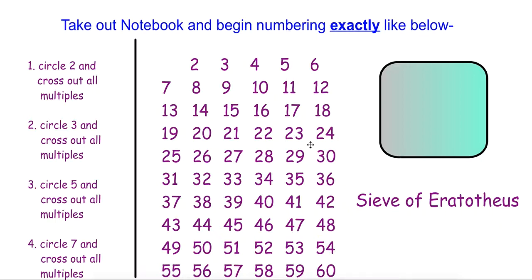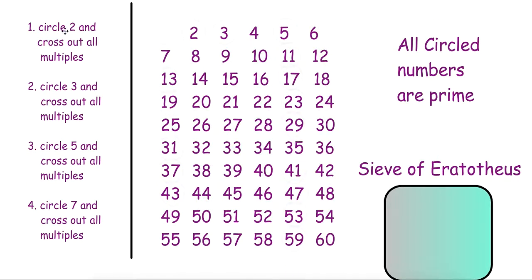All right, welcome back. What you've just created is the sieve of Eratosthenes. He was a Greek mathematician who figured out a pattern in numbers. So he started by circling the 2. So we circle the 2. We're going to cross out all the multiples, meaning they get bigger. 2, 4, 6, 8. So let's cross out all of its multiples and continue on.